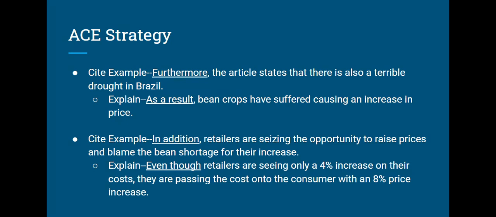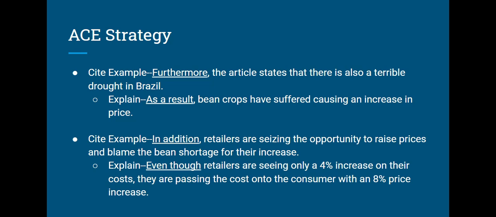The article states that there is also a terrible drought in Brazil. An explanation. How does a drought lead to coffee producers taking advantage of the consumer? As a result, bean crops are suffering, causing an increase in price. So again, putting that price on other people.